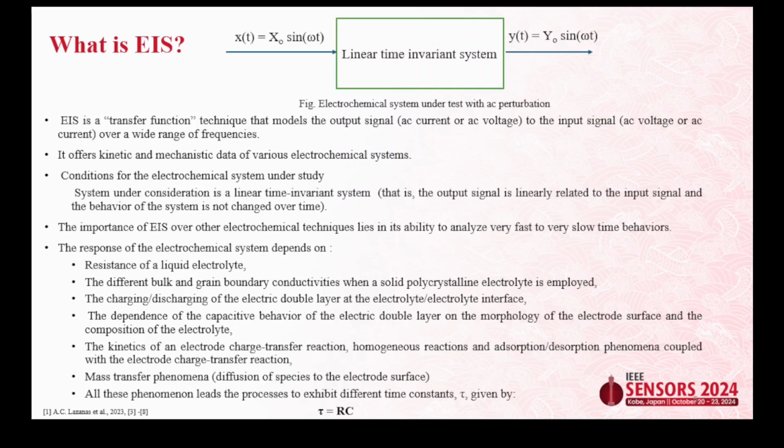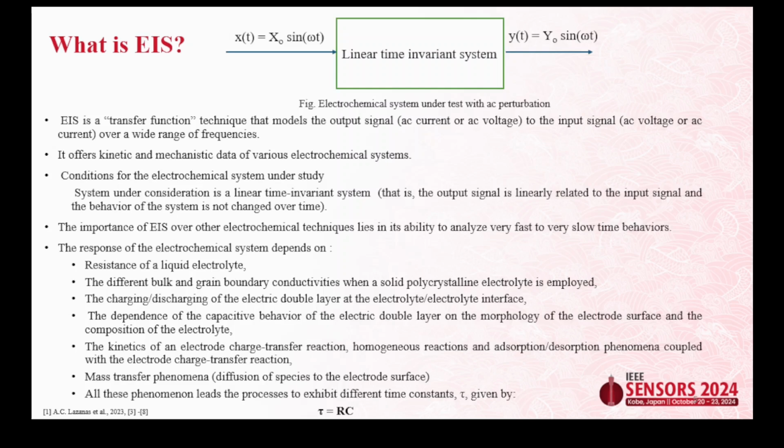That is why we said EIS is a transfer function technique which models the output signal based upon the input AC signal that we are probing. In case of other electrochemical techniques, we are applying a DC voltage, but in case of EIS, we are superimposing an AC voltage over a DC voltage.